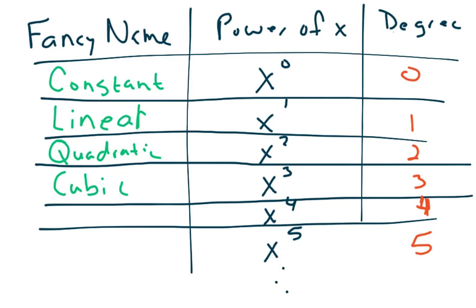X to the fourth, there are 4 quarters in a dollar, so that's a nice way to remember that 4 is quartic. And x to the fifth, the best way I know, because I'm a band nerd, is that there are 5 drums on a set of quints, so quintic. All right, so these are our names. These are fancy names, powers of x and degrees. This is a good table for you to copy down. So if you want, pause the video and copy it. And then we will move on.